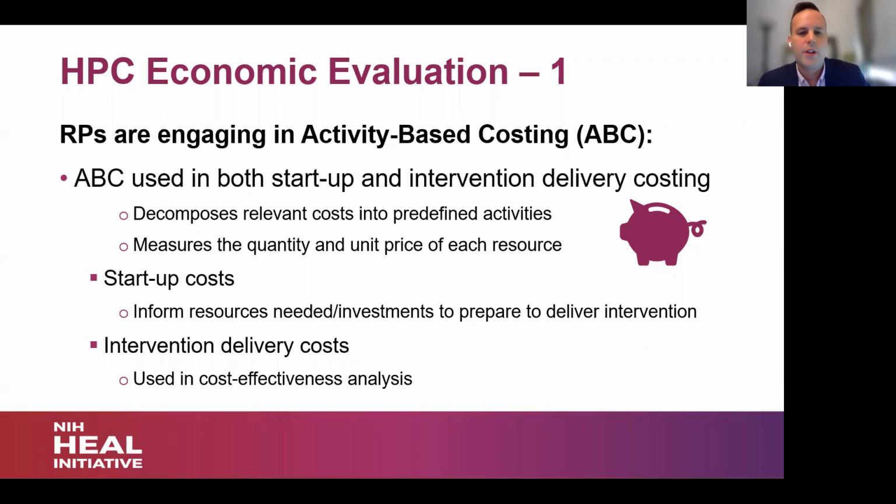So the research projects are using what is known as activity-based costing, or ABC, which involves decomposing the relevant costs into predefined activities and then measuring the quantity and unit price of each resource. It is a precise way of measuring cost, and research projects are using it to measure the startup as well as the intervention delivery costs. Startup costs measure the resources used to prepare to deliver the intervention, whereas the intervention costs measure the resources used in delivering that intervention. Next slide.